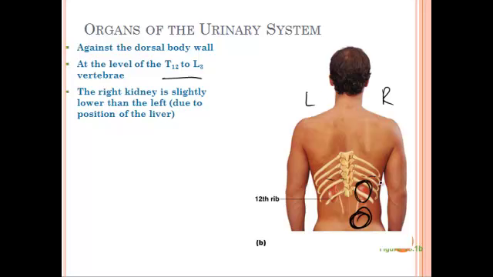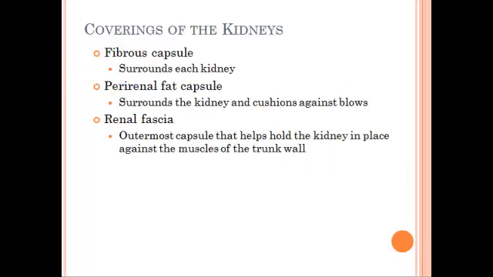And that is because the liver is going to be located in this area here, and so that's going to take up some of that room, so the kidney is going to be a little bit lower in that area. There's a number of coverings that protect and surround the kidney. The first one is called the fibrous capsule, and this surrounds each kidney. There's also the pararenal fat capsule, which also surrounds the kidney.